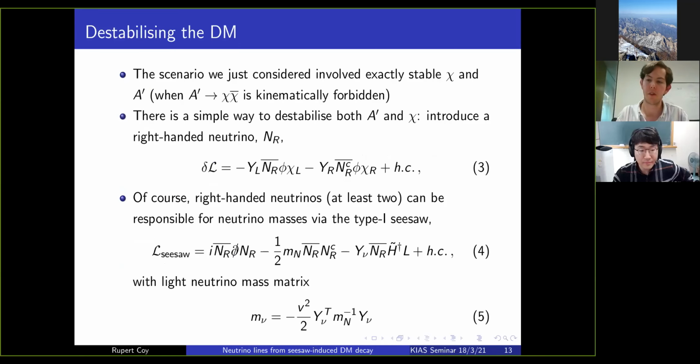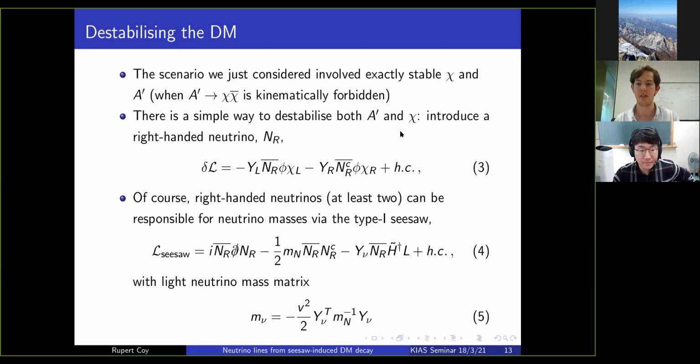And so if we want to generate a long-lived dark matter, the way we want to do this is by destabilizing it with some heavy new physics. This has already been outlined: it's going to be the seesaw mechanism. There's a simple way to do this, which is to introduce a right-handed neutrino, N_R. It has couplings to both the left-handed and right-handed chi. Recall it's vector-like, with these Yukawa couplings y_L and y_R.